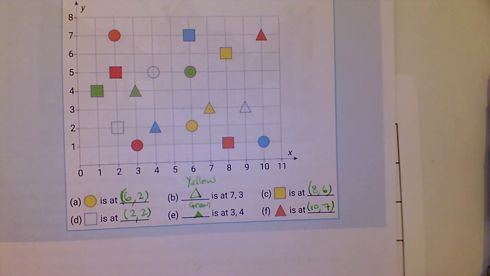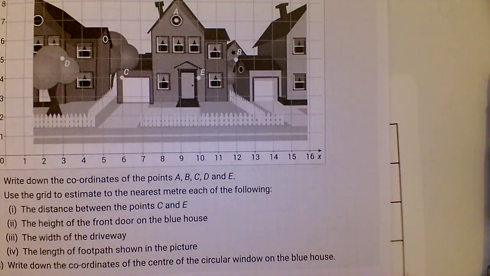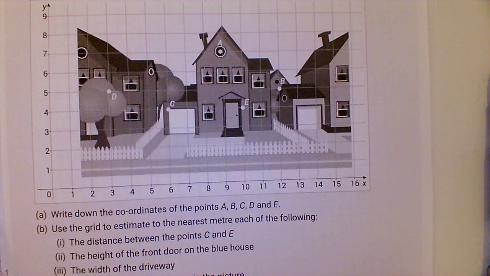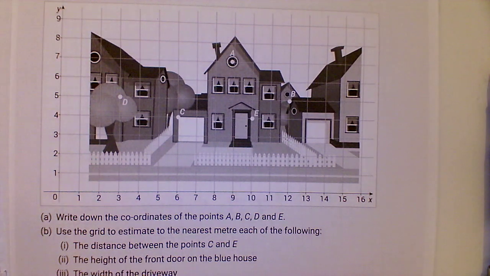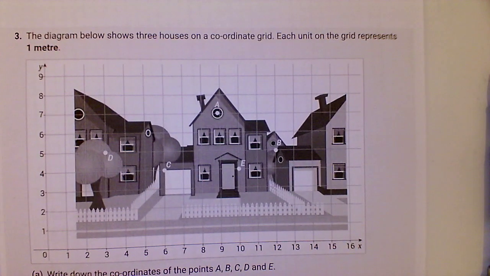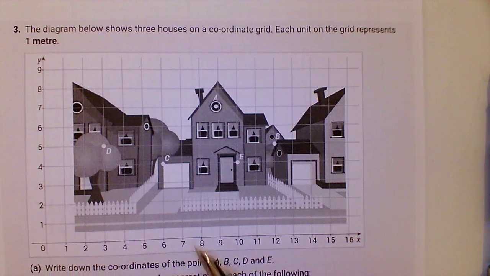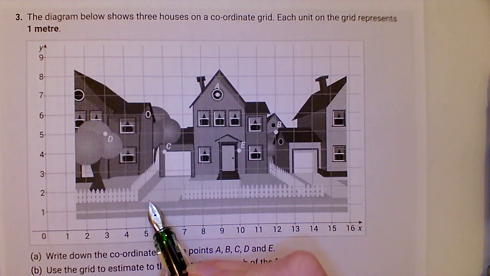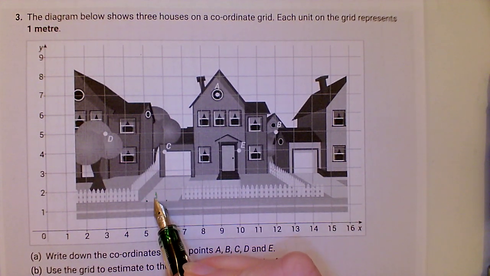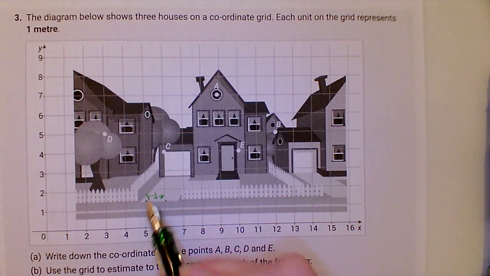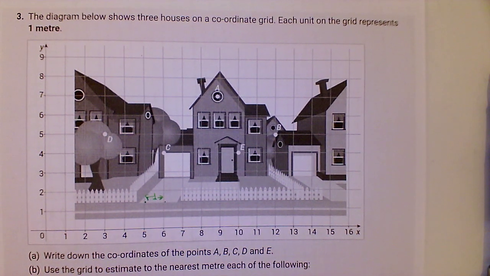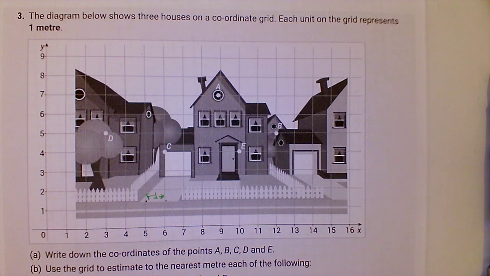Okay. Now, with a little bit more of a complicated question, following on. This diagram shows 3 houses on a coordinate grid. Each unit on the grid represents 1 metre. So if you're walking along the road here and you go from here to here, you've travelled 1 metre. Write down the coordinates of the points A, B, C, D and E.